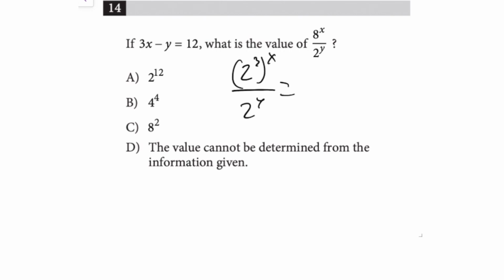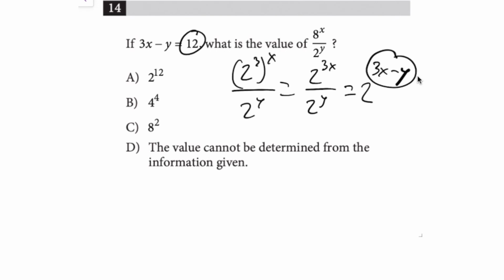This is the same thing as, well, I can multiply the 3 and the x. So I get 2 to the 3x over 2 to the y. And if I use my subtraction of exponents rule, this is going to become 2 to the 3x minus y. Well, look, I know 3x minus y is equal to 12. So this whole thing is equal to 2 to the power of 12, because I know this is equal to 12, and that's going to be choice A.